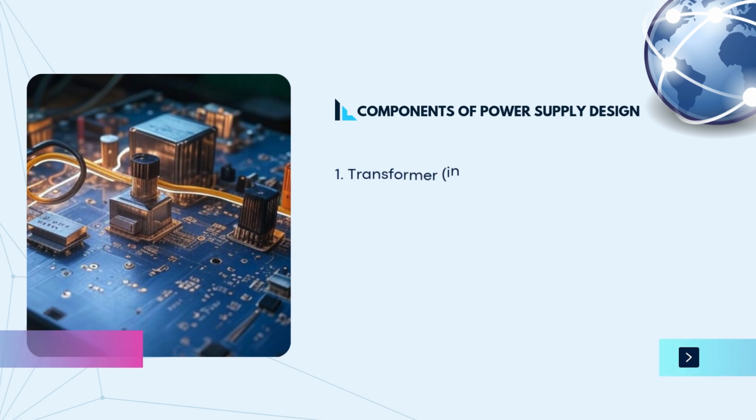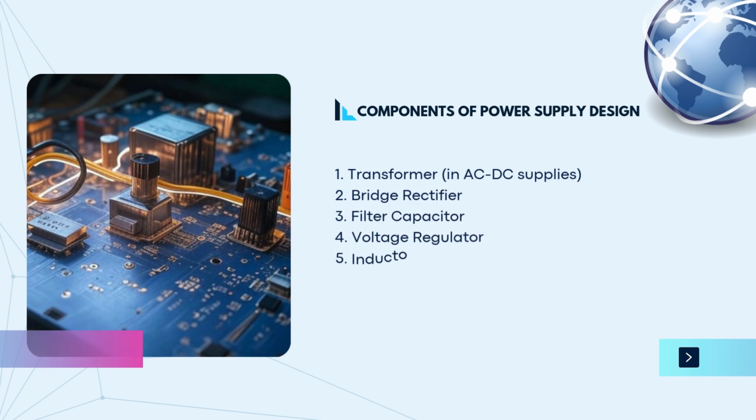Designing a power supply involves key components working together. Let's walk through them. 1. Transformer, in AC/DC supplies. Steps down 230V AC to lower AC voltage. 2. Bridge rectifier. Converts AC to pulsating DC using 4 diodes. 3. Filter capacitor. Smoothens the DC signal by reducing ripple. 4. Voltage regulator. Maintains a constant output voltage. Linear: 7805, 7812, LM317. Switching: LM2596, MP1584, etc.